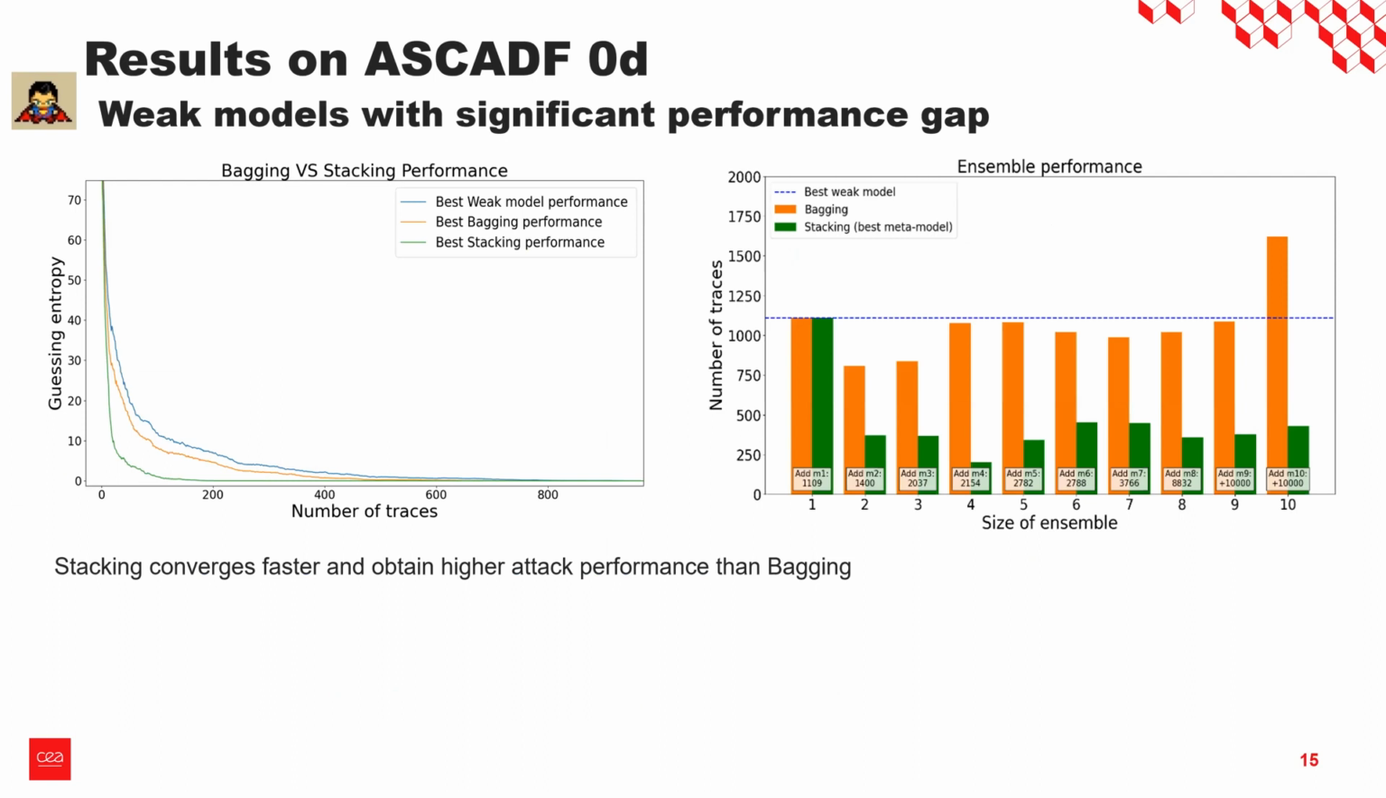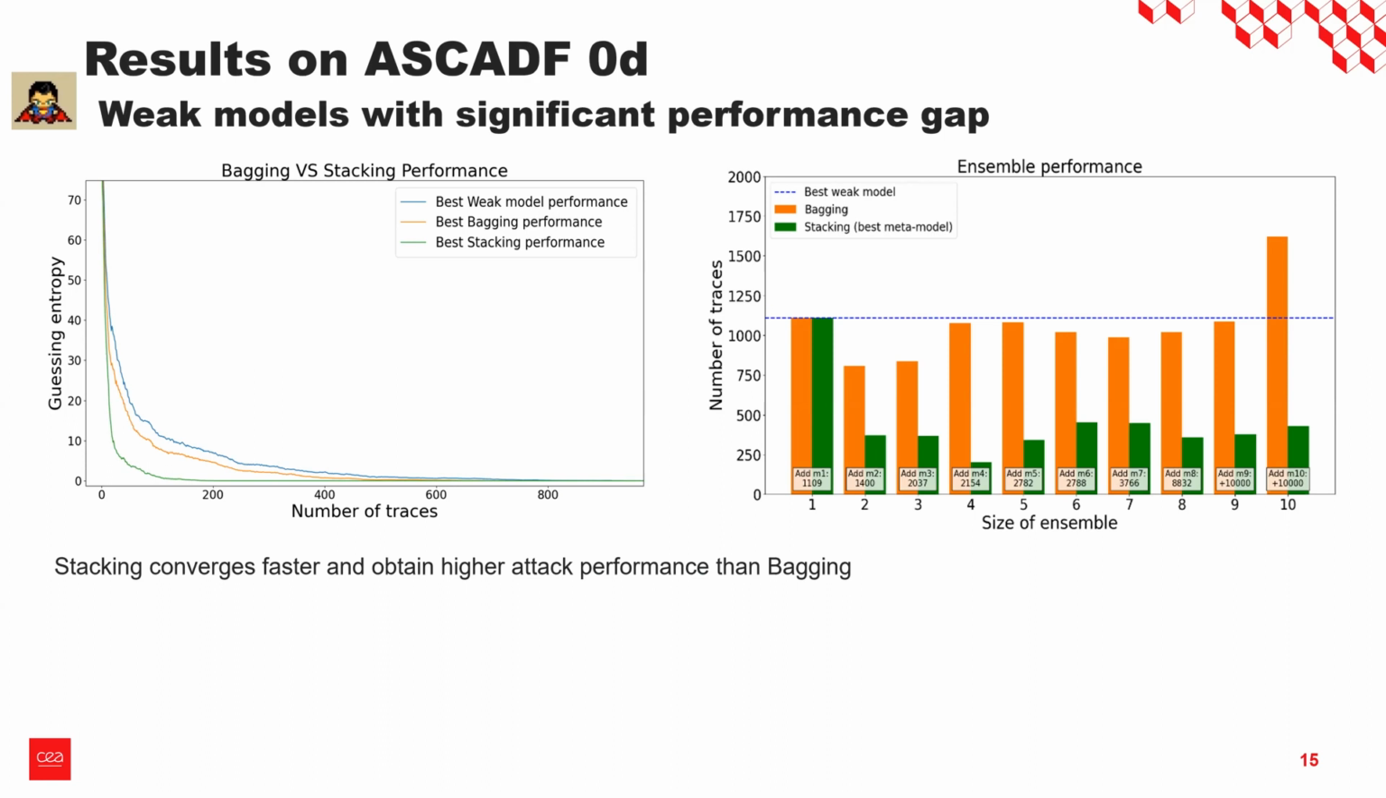So now let's compare bagging and stacking performance. The left plot represents the guessing entropy convergence for the best single weak model and the best bagging and stacking ensembles. We can observe that the stacking ensemble, which is depicted on the graph with a green curve, allows better and faster guessing entropy convergence and therefore better attack performance compared to the best single weak model baseline and the best bagging ensemble baseline.